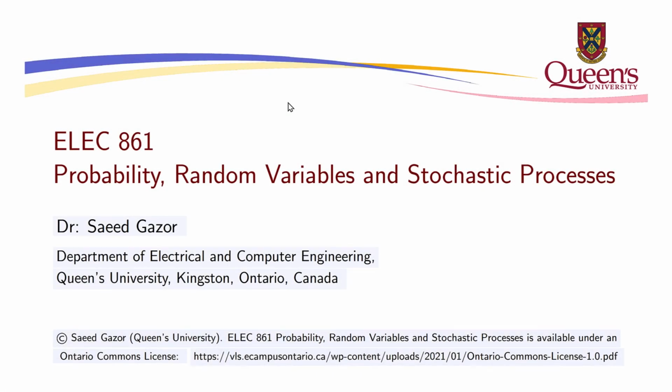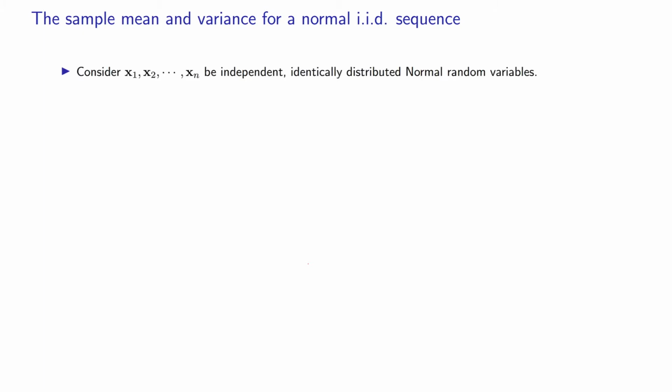In this video, we want to talk about sample mean and sample variance. These two concepts you may face and need if you want to do a little bit of statistics. So in this example, we consider the sample mean and sample variance of a normal IID sequence. Basically, we assume that x1, x2, ..., xn are independent and have identical normal distributions.